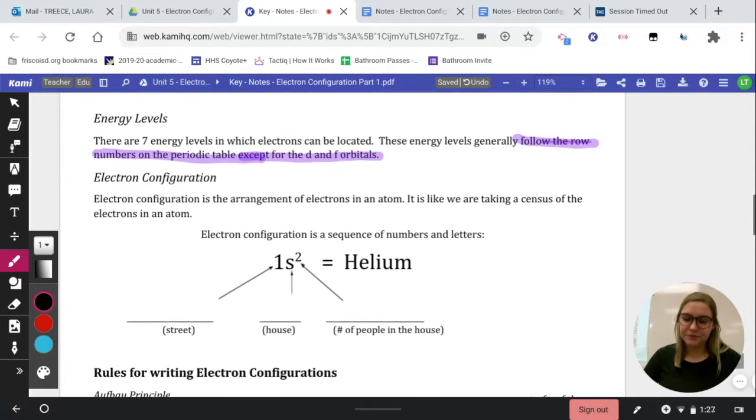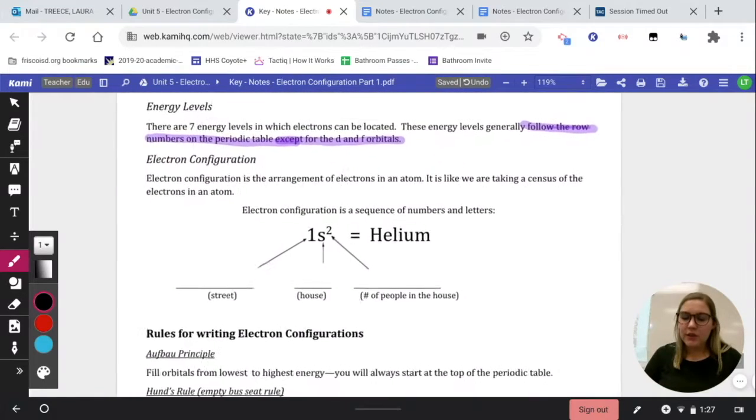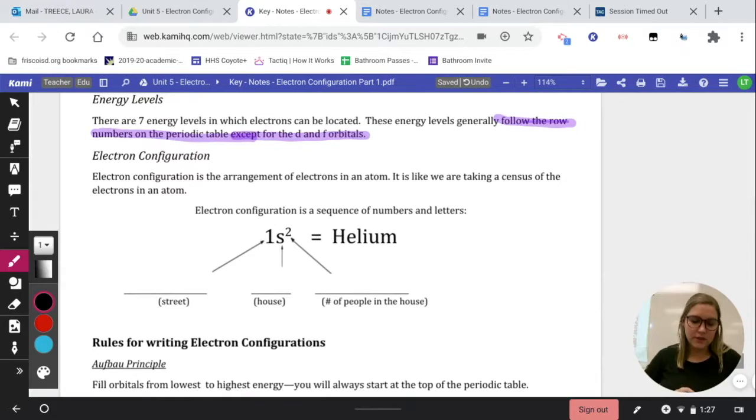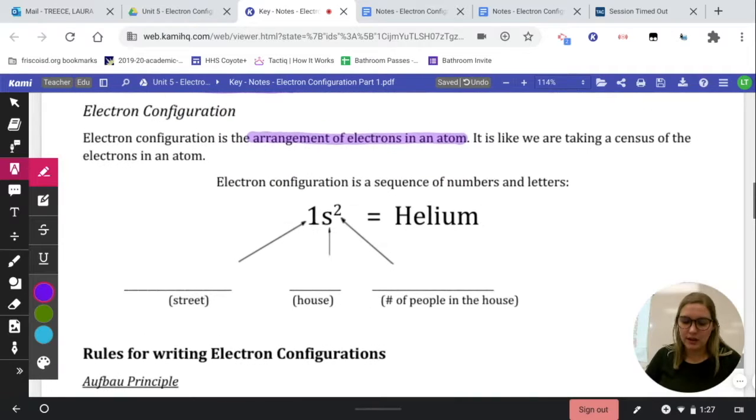All right. So now let's look at what our electron configuration actually looks like. Our electron configuration is essentially just a visual representation of the arrangement of electrons in an atom. And I always like to think of it as we are taking a census of where all of the electrons that are available for bonding are located. Your electron configuration is going to be a sequence of numbers and letters. So 1s2 is the electron configuration for helium.